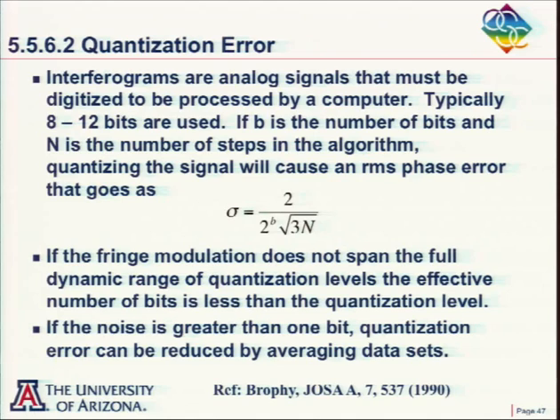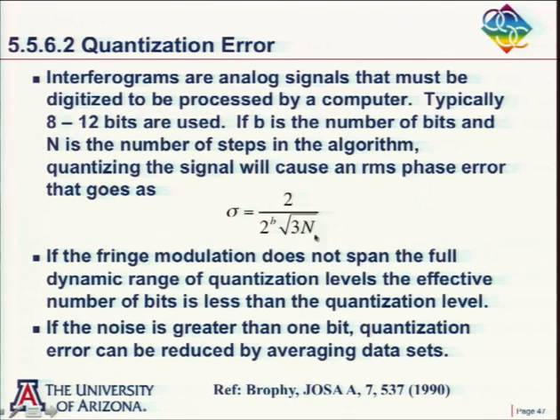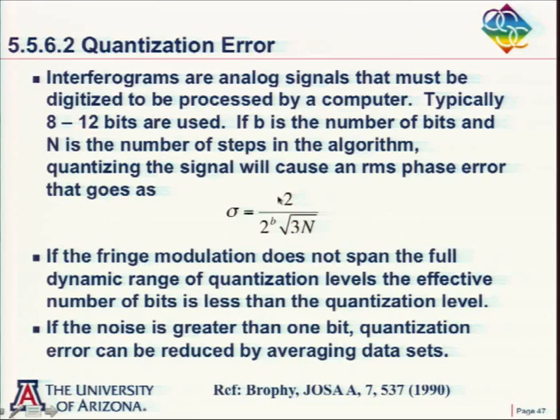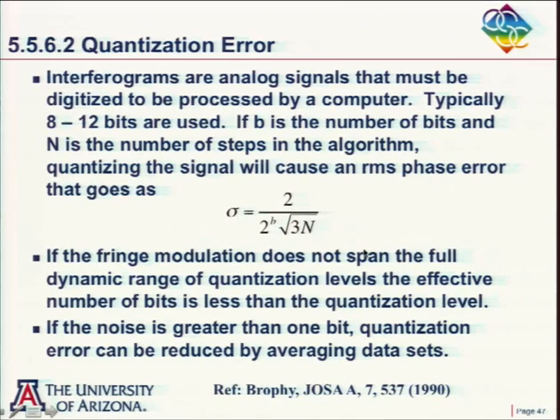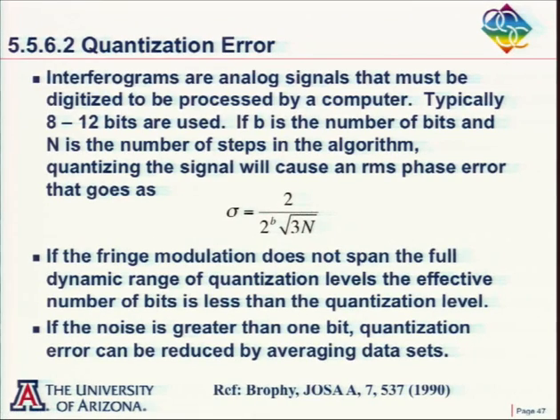And so if we think here, let's say we have 5 steps, and so 3 times 5 is 15, square root of 15 is about 4. And so the 4 here, 2 over 4, so the 2 goes away. So we end up with an RMS phase error of about 1 over 2 to the b plus 1.